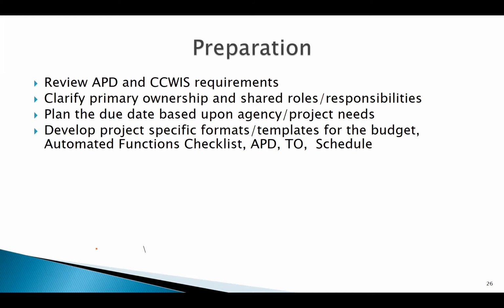We're going to talk a little bit more further in this presentation about formats and templates, but obviously, think through, to the extent that you can on your project, what kind of format and template makes sense to you. We don't offer a standard template, but we do give feedback to states when they are putting together their own templates. So the most obvious places to start are maybe your automated function checklist that Nicole talked about, maybe your table of organization or your schedule or your budget, or even just the body of your APD. Next slide, please.